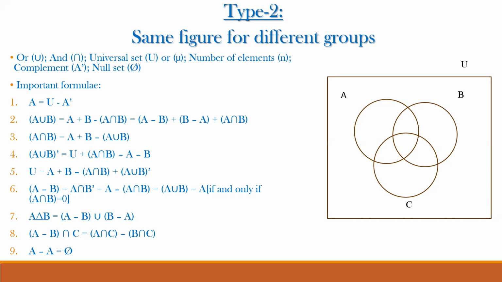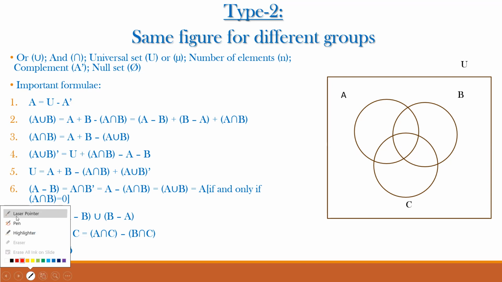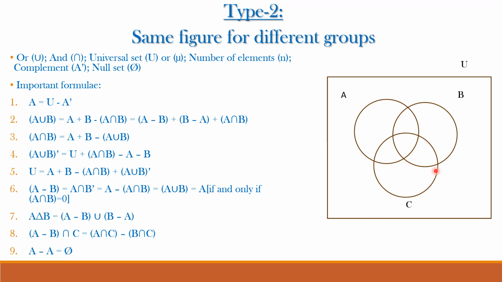Coming to certain important formulae: A, that is any given set, is nothing but U minus A complement. What is A dash or A complement? It is also known as A bar at times. A complement is all those elements which are not a part of A, for any reason. If I have to give you an example here, see, these elements that belong only to C, which have nothing to do with A, those elements are not a part of A, and so on.